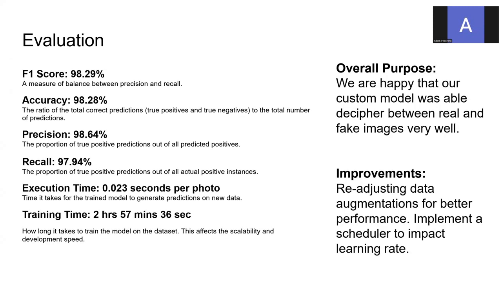In terms of evaluation, we're pretty happy with how we turned out. We had an F1 score of 98.29% and an accuracy of 98.28%. Our model does very well at perceiving real images versus AI generated images. And in terms of improvements moving forward, in order to get our accuracy even higher, we think readjusting data augmentations for better performance and implementing a scheduler to impact the learning rate would help improve our accuracy.